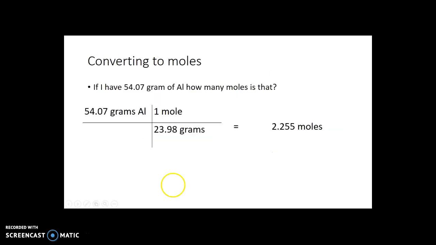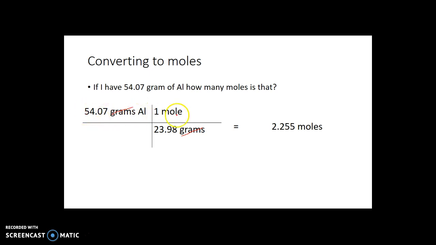Let's say that I have 54.7 grams of aluminum, and we want to know how many moles that is. Just like how we've been setting things up before, I'm going to put my given right here, my grams of aluminum, my 1 mole, and this is coming from the previous slide, and my 23.98 grams. Now when I do that, my grams here are going to cancel out, and these grams are going to cancel out. So I end up with just moles.